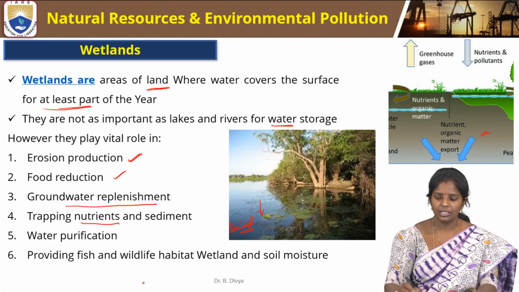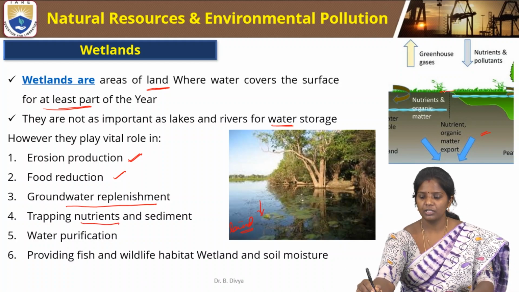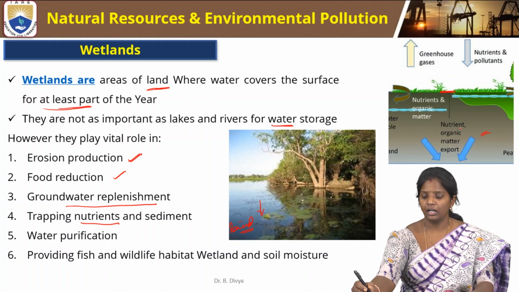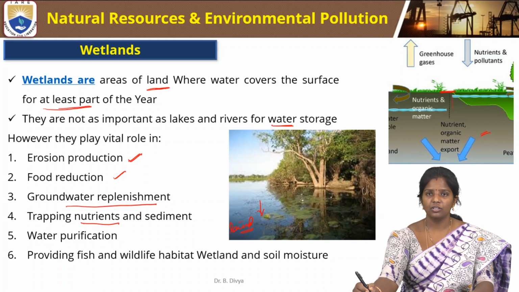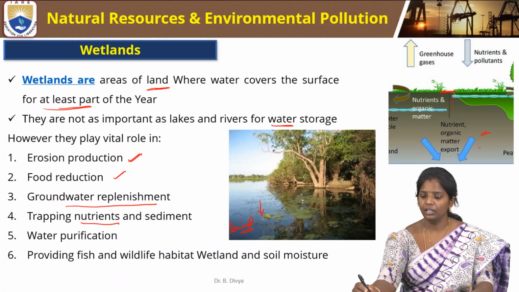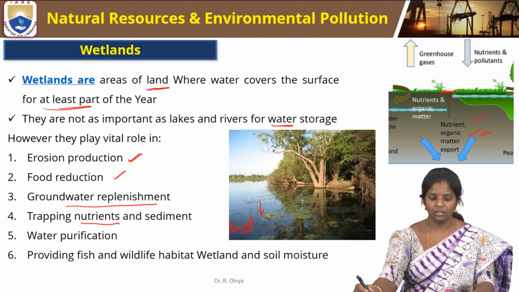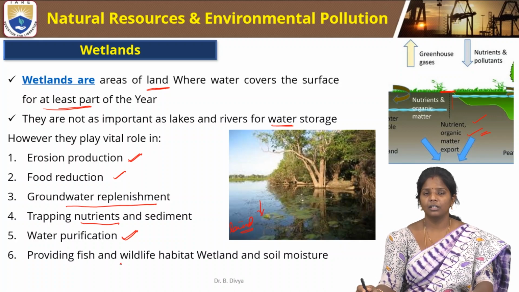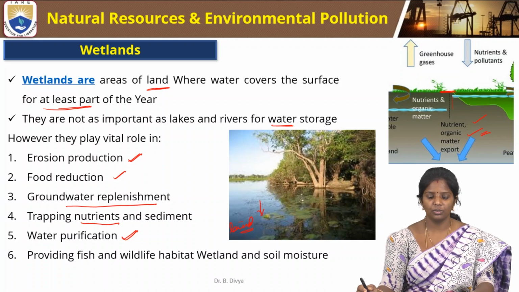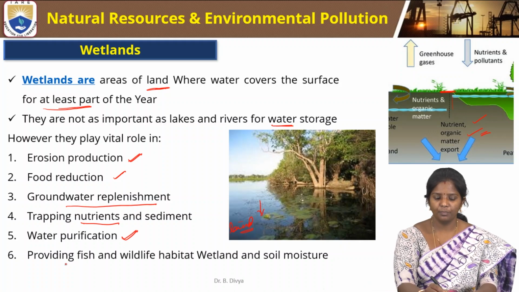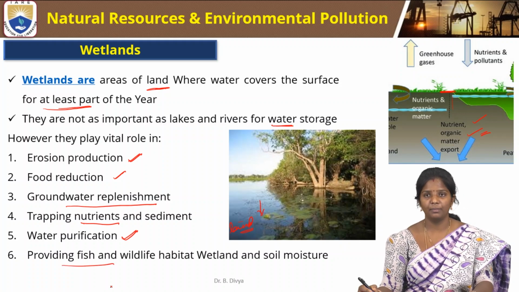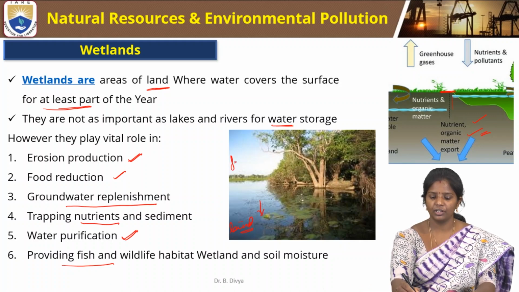They also help in trapping nutrients and sediments. The nutrients present on the top layer of the earth are entrapped into the layers of earth, therefore increasing the nutrient content and organic matter. Water purification is also important. These water bodies are also important in water purification, and in providing fish and wildlife habitat, wetland and soil moisture. So this also gives a habitat for fish and other organisms living in the water.